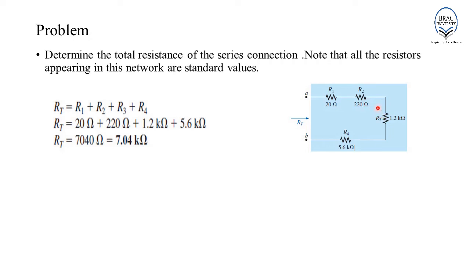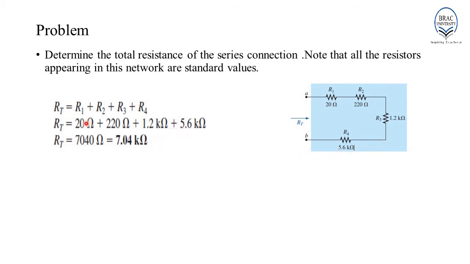R2 and R3 have a node. Therefore, R2 and R3 are also connected in series. R3 and R4 have one common connection or node. Thus, this is also connected in series. Hence, in between terminal A and B, the total resistance will be the summation of the resistances of R1, R2, R3 and R4. This is because all four resistors are connected in series configuration.